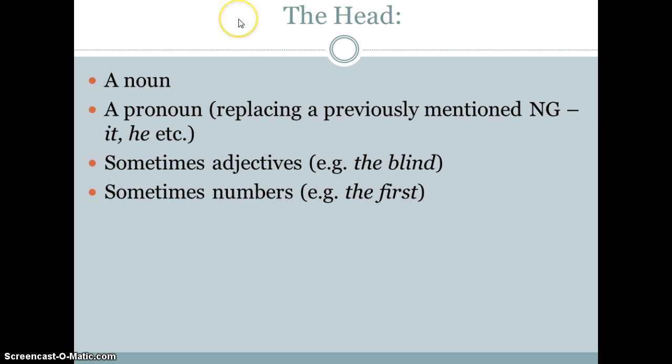Then we're going to go through the various elements in the noun group. First we have the head. The head consists of a noun, a pronoun. As we saw before, it could be a pronoun replacing a previously mentioned noun group. Could be it, he, or it could be who. Sometimes it can be adjectives. The blind seems to be very happy. It could also be numbers. The first.